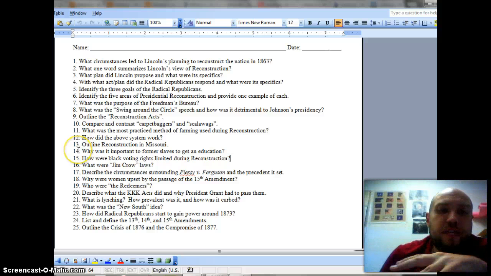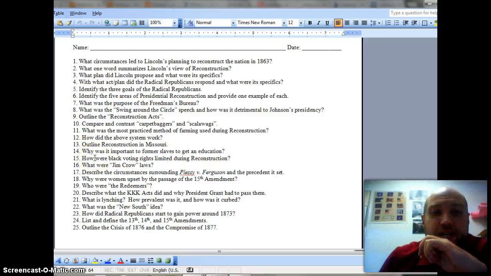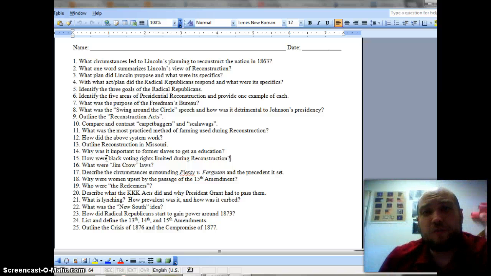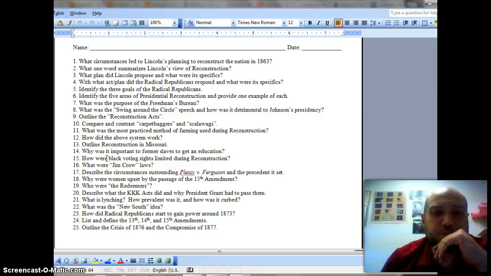Okay. 14, why was it important to former slaves to get an education? It's because they were not allowed to during slavery. It was a threat, and so afterwards they want their children to have a chance of success, and so they do that.